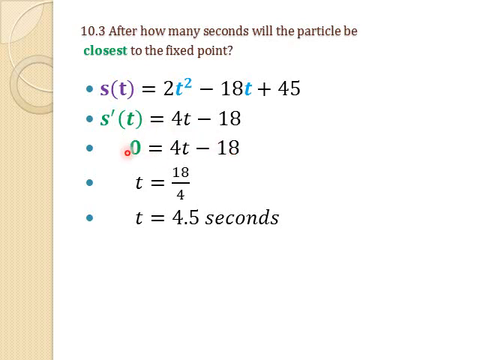Take 18 over, becomes positive 18. So 18 divided by 4 gives me t. t equals 4,5 seconds. Right, so hope you follow, hope you enjoy the lesson.